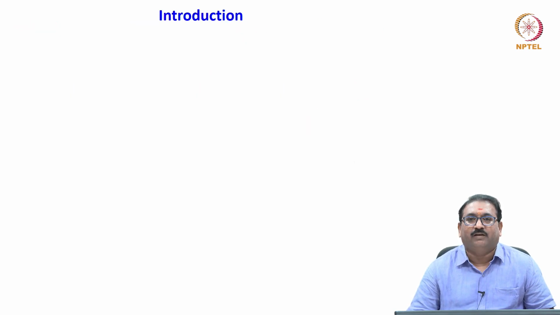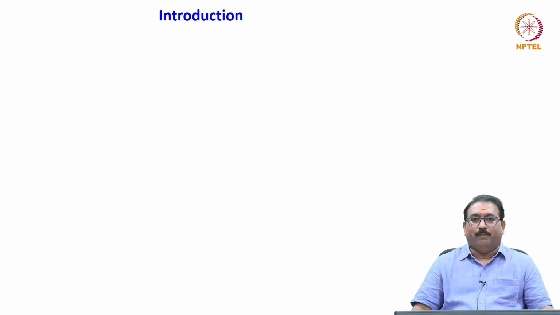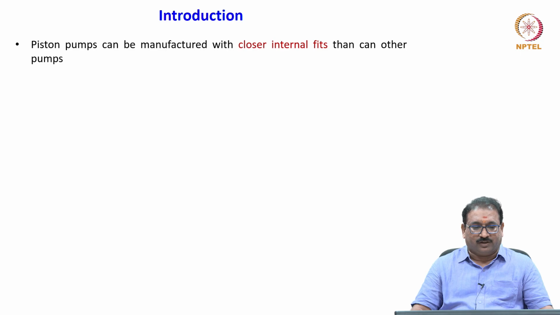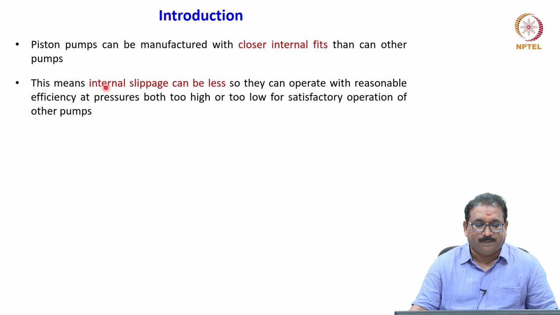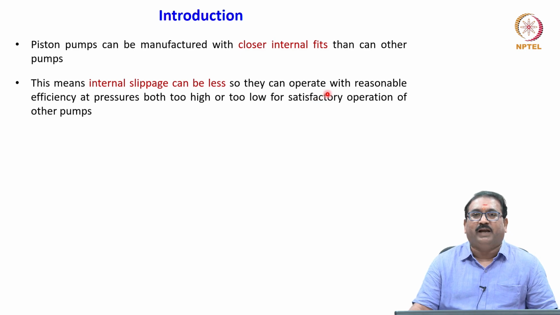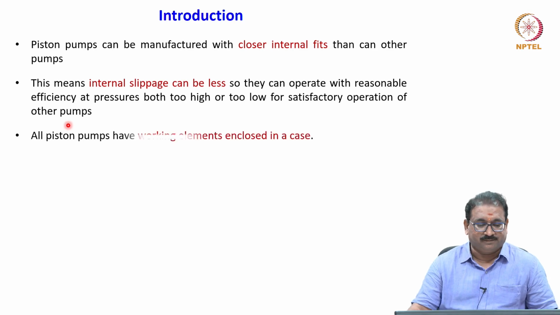Let us begin today on piston pumps. Before going to study in detail, I will give you the general characteristics of piston pumps in the hydraulic industry. Piston pumps can be manufactured with closer internal fits than other pumps. This means internal slippage can be less, so they can operate with reasonable efficiency at pressures both too high or too low for satisfactory operation of other pumps.